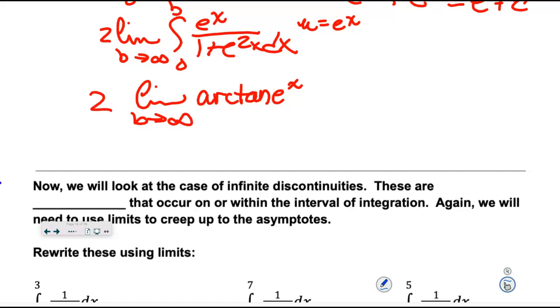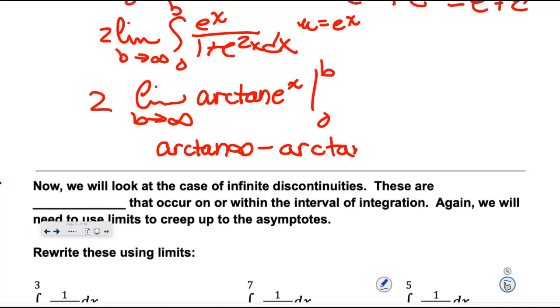All right, so basically what I end up with is arctan of e to the infinity, infinity. And then, what were my limits again? 0 to b. And then arctan, not of 0, but of e to the 0, which is 1. So be a little bit careful with that. I'm doubling because I'm only going to the right of 0.